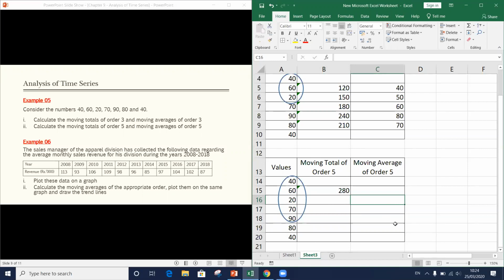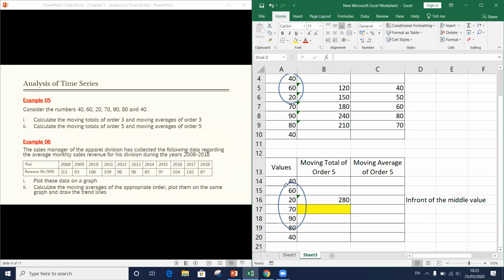No. Why? The moving totals and moving averages we need to always write in front of the middle value. So if this is my first group, the middle value is 20. In front of that middle value, I want to have my totals and averages, right? Otherwise the area where we are going to plot these amounts will be different, right? You will understand it with example number 6. Then how to take the value here for this cell?